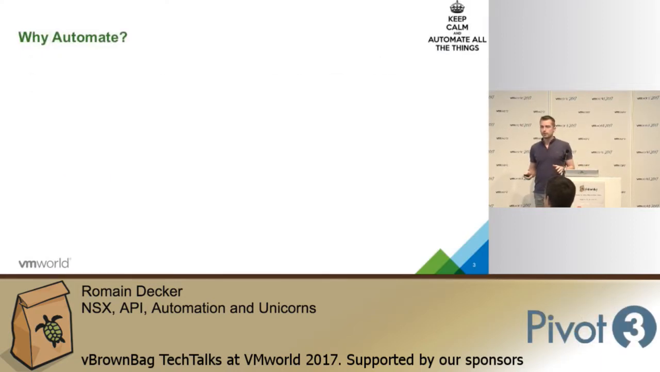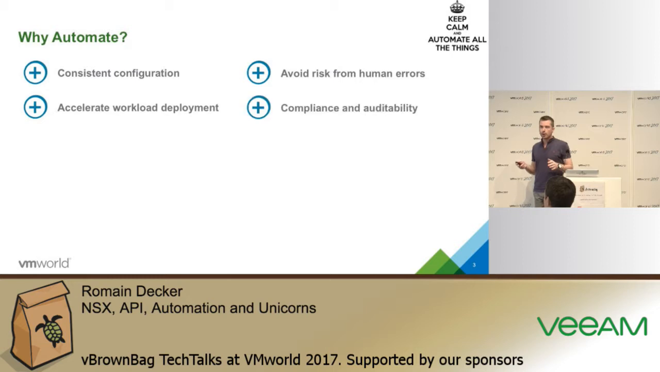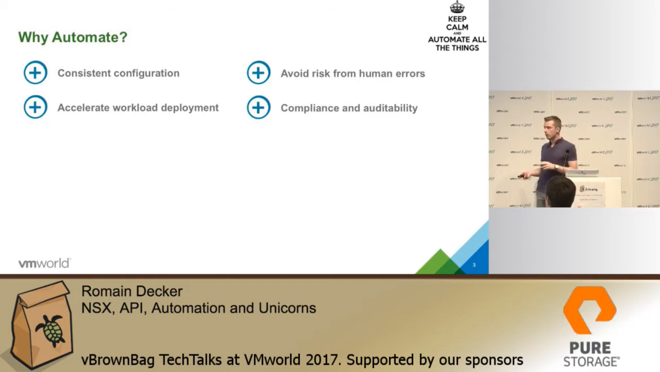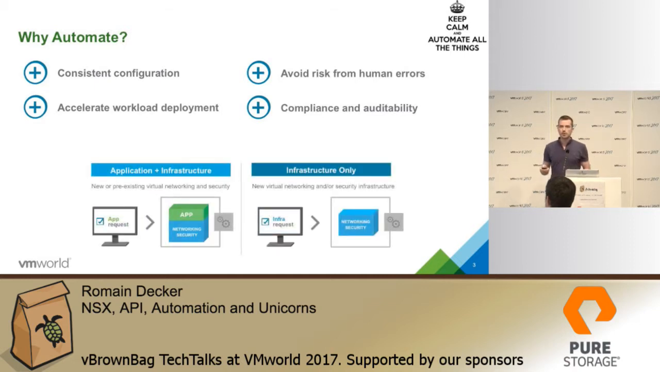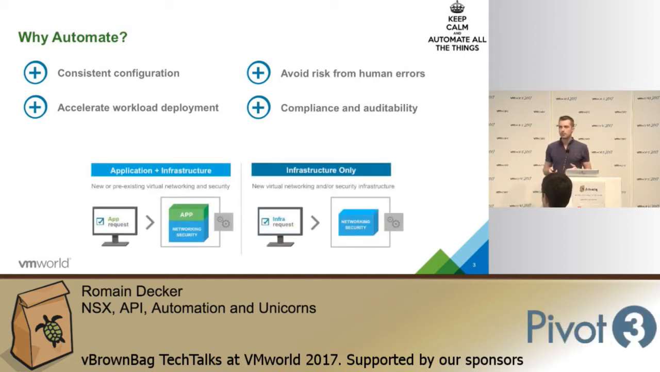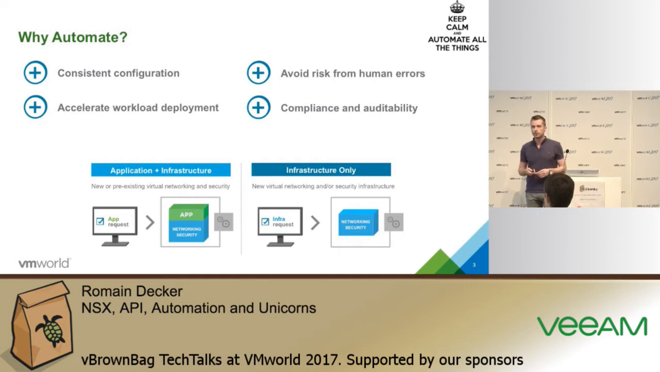So why automation? We have multiple benefits coming from automation. It's consistent configuration. It avoids human errors. It accelerates workload deployment. The usual measured workload deployment, application deployment in enterprises are measured in days, weeks, even months sometimes. And you can choose to automate applications deployment, infrastructure deployment, or both together using VRA and NSX, for example, where you can deploy your application and the network security and load balancing assigned to it automatically.